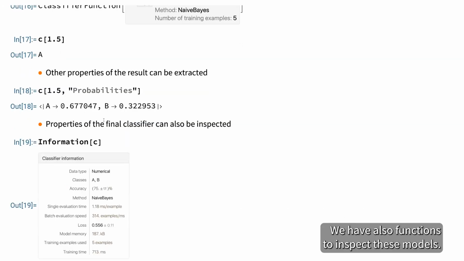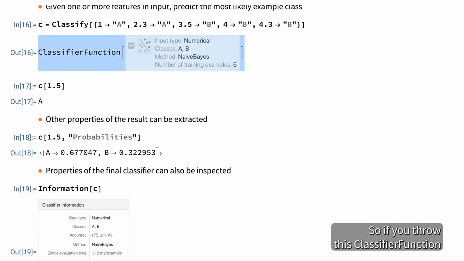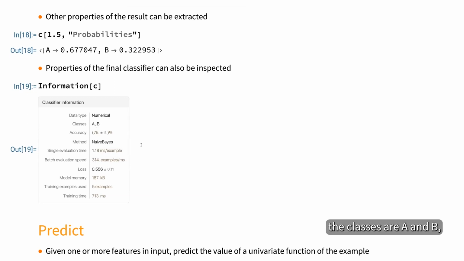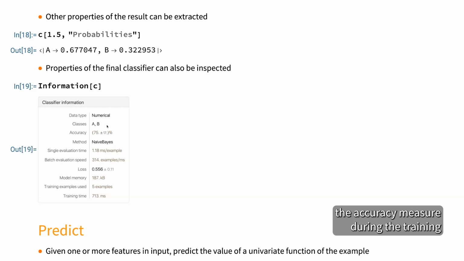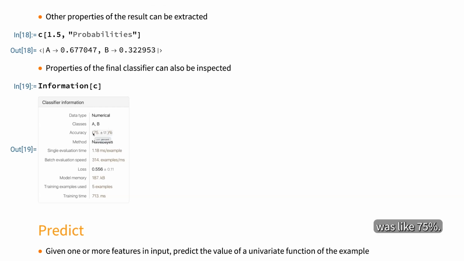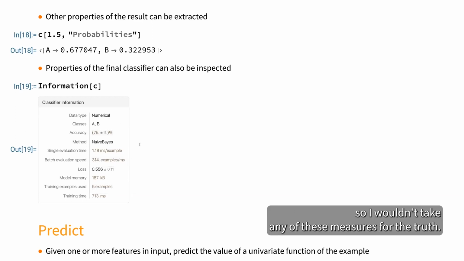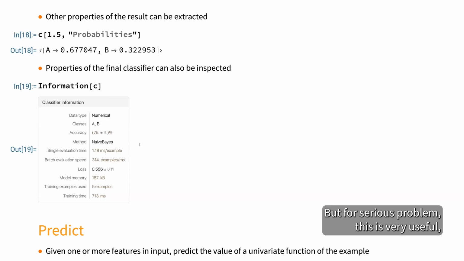We also have functions to inspect these models. So if you pass this classifier function to Information, it will tell you a bunch of things. This was taking in numerical data as input. The classes are A and B. The accuracy measured during the training was about 75%. This is done using cross-validation, so you take out one point, train on the others, and predict it. This example set was very small, only 5 examples, so I wouldn't take any of these measures as truth. But for a serious problem, this is very useful. It's going to tell you the method that was picked, the speeds, how big the model is, and stuff like that.